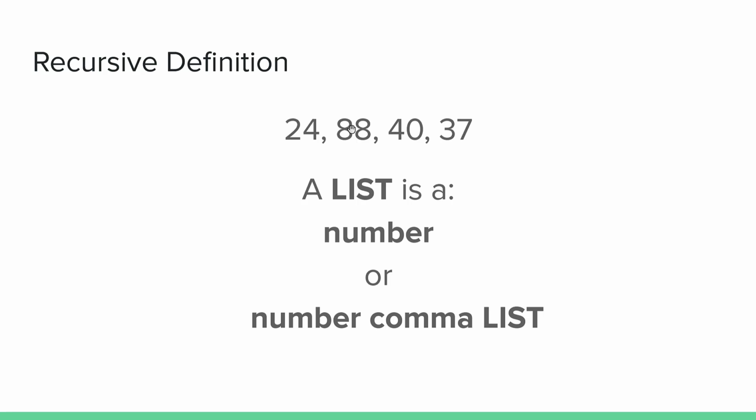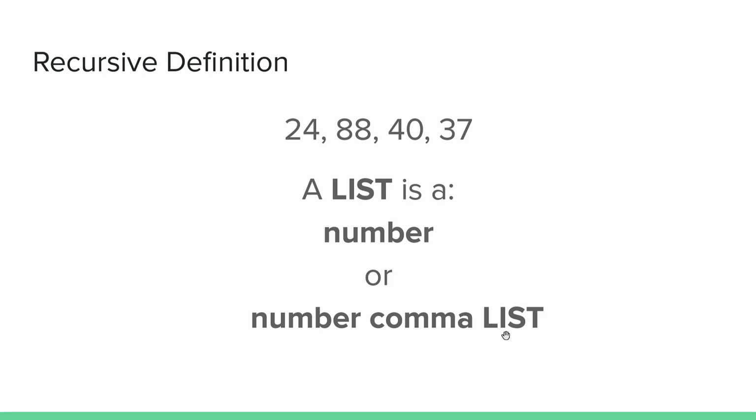Likewise, if I remove the 88, I get a shorter list, a 40 and a 37. And if I remove the 40, I get back to a 37. A 37 is the simplest possible case, so it can't be deconstructed any further. Notice in this recursive definition for a list, we have one part that is a standalone part. It's as simple as it gets. A number can't be deconstructed any further.